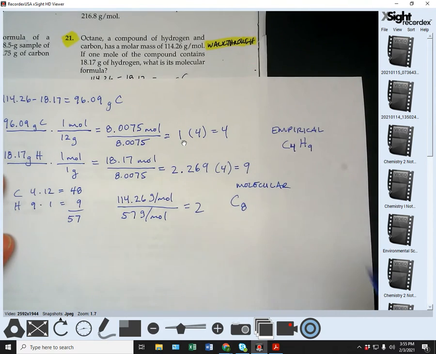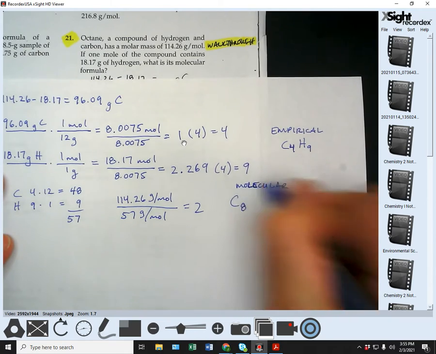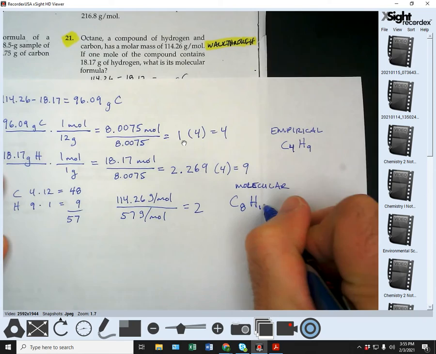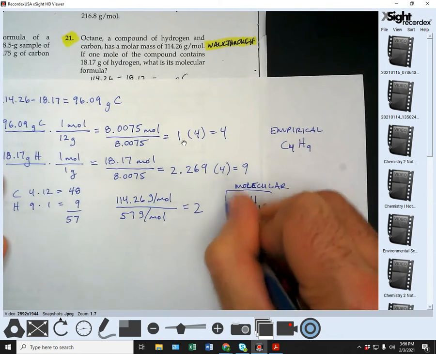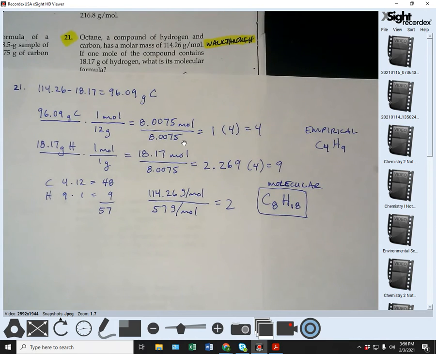Sorry, my bad writing there. C8, and then 2 times 9, so H18, and that's the answer. Okay, so hopefully that helps for number 21.